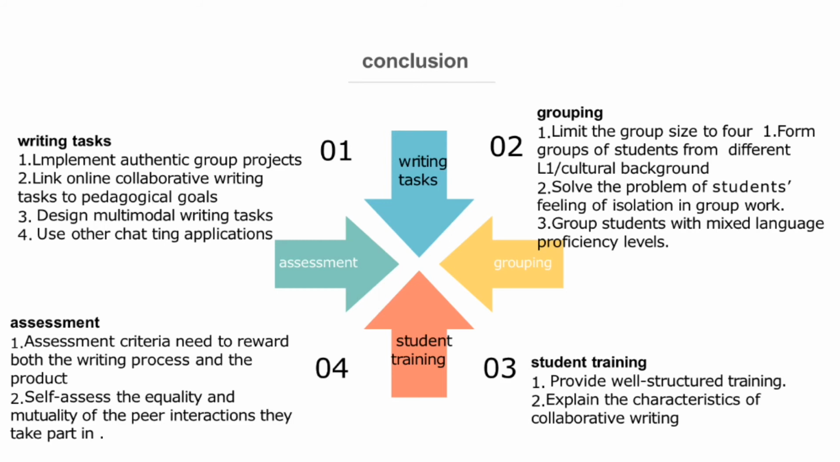Then, the author provides suggestions for assessment. Firstly, assessment criteria need to reward both the writing progress and the product, both the quality of individual contributions and that of the jointly constructed text. Secondly, it would be helpful for working groups to jointly self-assess the equality and the mutuality of their ongoing peer interactions at different writing stages.